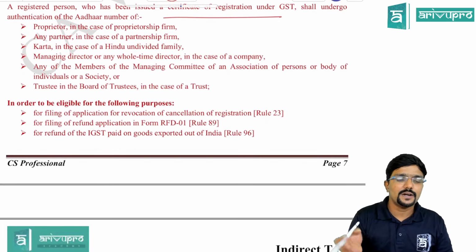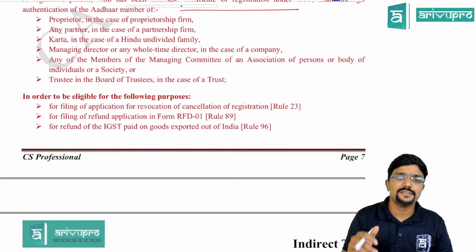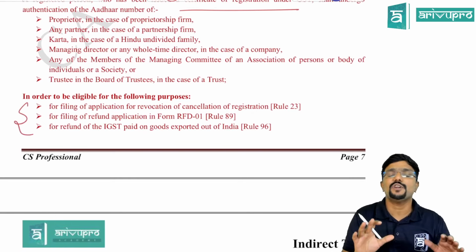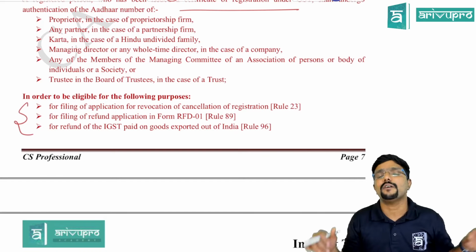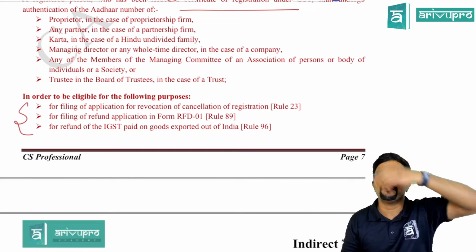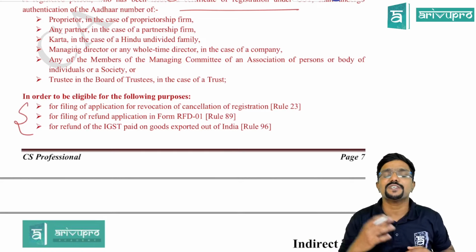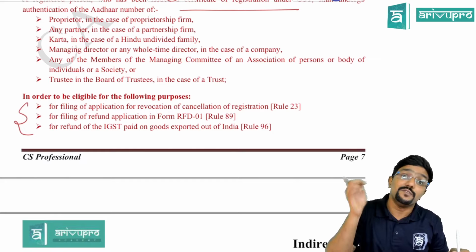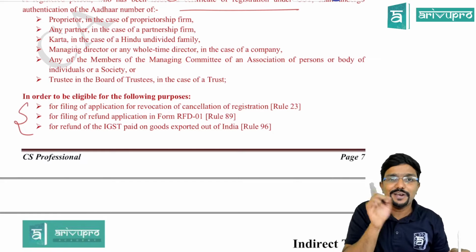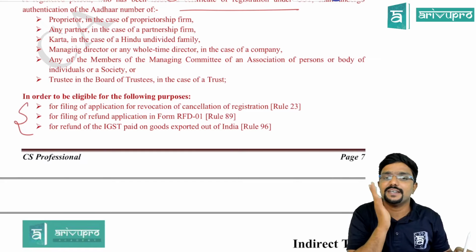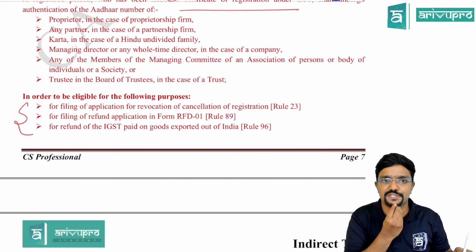In order to be eligible for the following purposes, means only if you have done your Aadhaar authentication can you get these benefits. If not, these benefits are not at all available to you. What are those? For filing an application for revocation of cancellation of registration. So if your registration is cancelled and you have an option to apply for revocation of your cancellation, you can do it provided your Aadhaar is authenticated. Until and unless your Aadhaar is authenticated, you cannot make an application for revocation of cancellation of your registration.